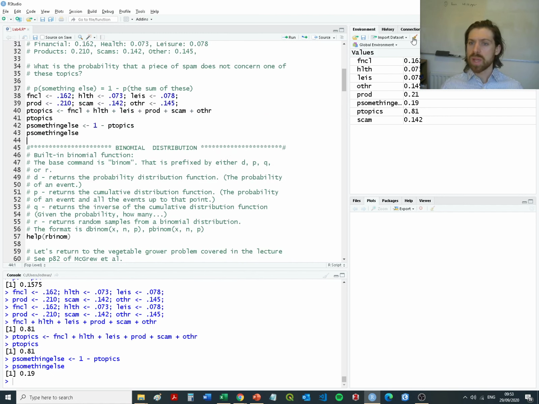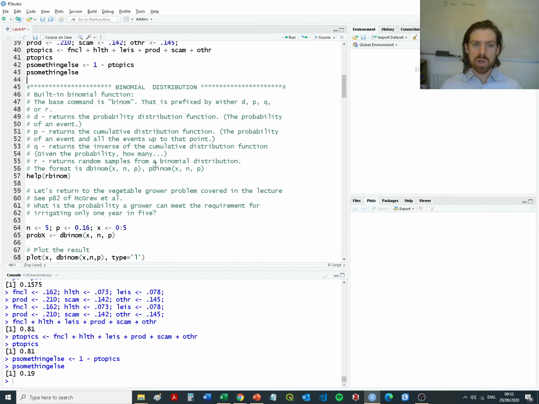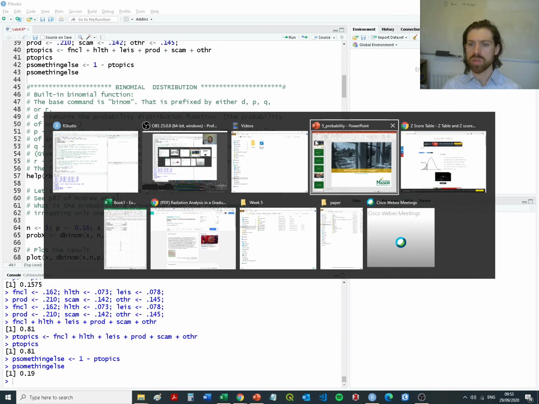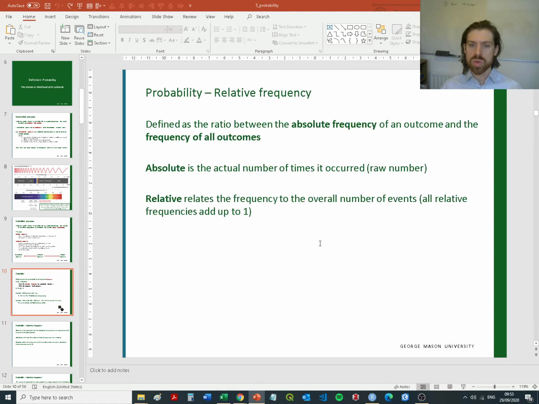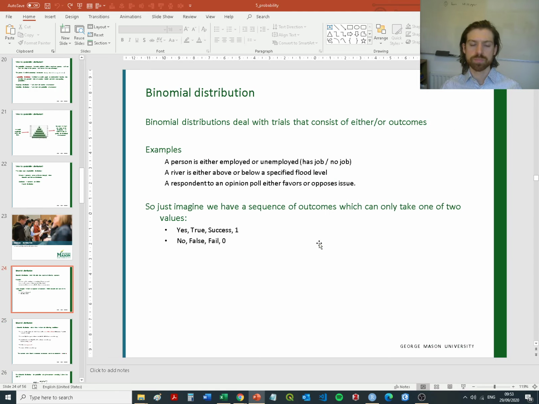So that's the basic probability section. Now let's move on to the binomial distribution. So let's just recap on what that is. We covered this within the lecture.